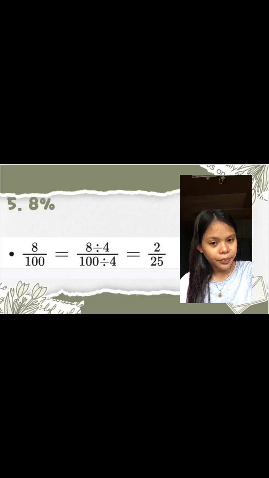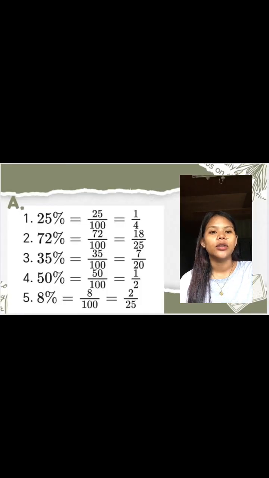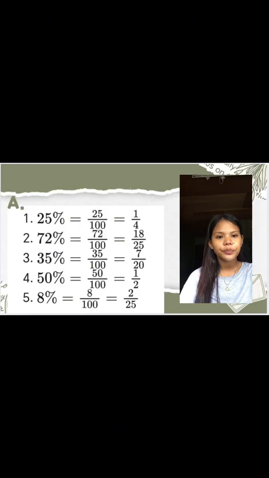So, in summary, 25% is 1/4, 72% is 18 over 25, 35% is 7 over 20, 50% is 1/2, and number 5, 8%, is 2 over 25. Those are their fractions.